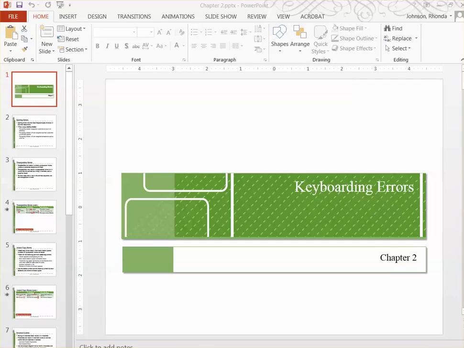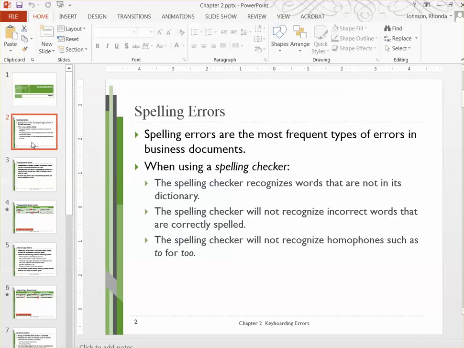Hi everybody. So we begin our second week in proofreading and editing, and we're going to be focusing this week on keyboarding errors, and that's chapter 2. I'm going to go ahead and try to use the PowerPoint as a guide so that I won't forget to tell you anything. And so I'm going to move over to the first slide.